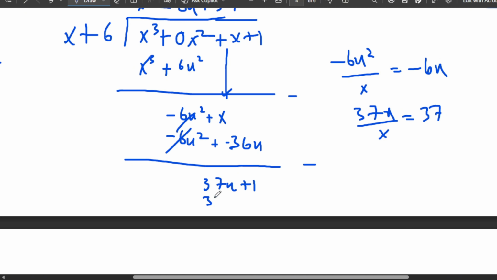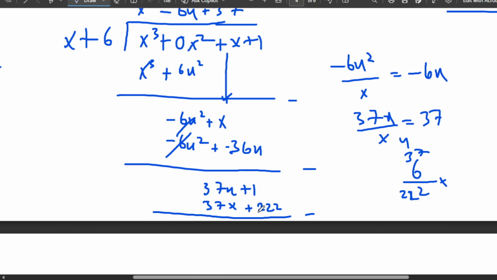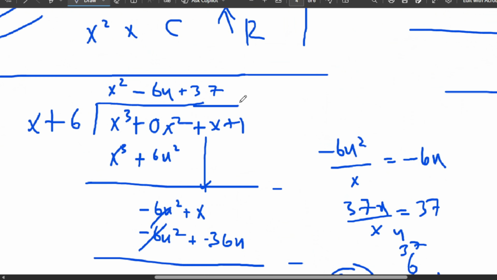And then this is 37x and then times 6, 6 times 37, that would be 222. So plus 222, and then we subtract them. What we get is negative 221 as the remainder. So negative 221 divided by x plus 6.